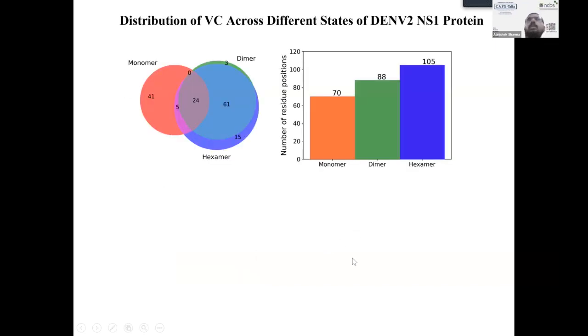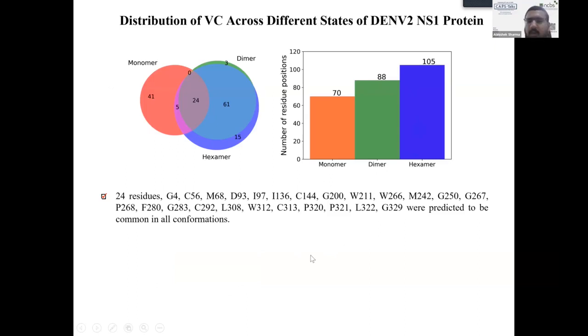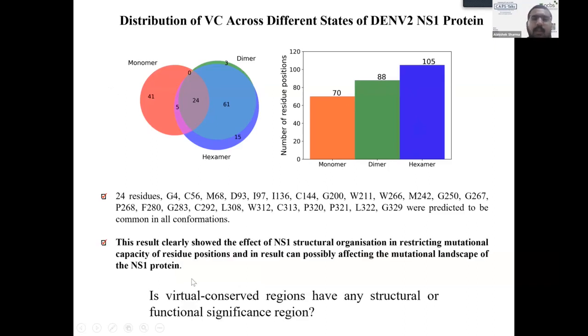Now we see the distribution of these virtually conserved positions, and we can clearly see that with the increase in the state of NS1, the virtually conserved positions are also increasing, which is in line with our initial hypothesis. Also, we found that there are 24 residues which are completely conserved in all 3 states. Now, before going further, it's always necessary to validate a computational pipeline.